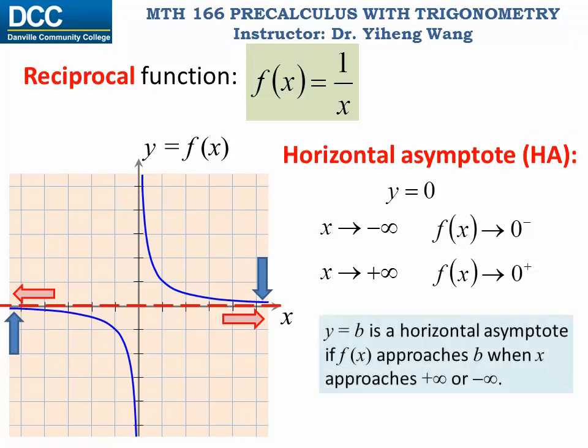In general, y equals b is the horizontal asymptote for the function if the function value approaches b either from below or from above when x approaches either positive infinity or negative infinity.